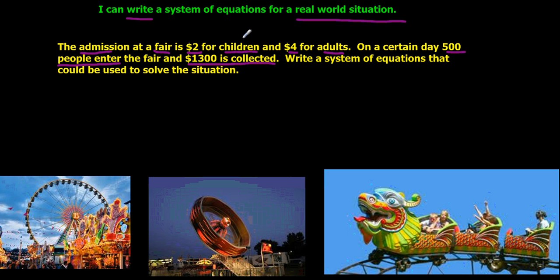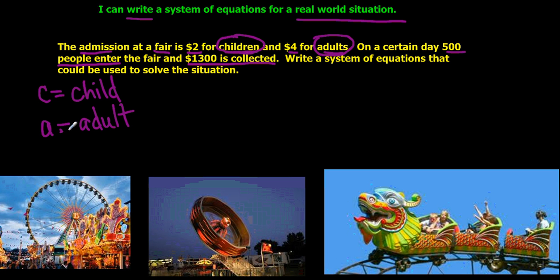So I'm looking, and up here they're talking about children and they're talking about adults. I'm going to start there. Those are maybe going to be my variables. I'm going to have C equal a child, and A is going to equal an adult. And then I'm going to look at what I know about these children and adults. I know that on a certain day, 500 people total enter the fair. So that kind of tells me something right there. The only people that are going to enter are children and adults. So I can say my children plus my adults is equal to 500. So there's one equation.